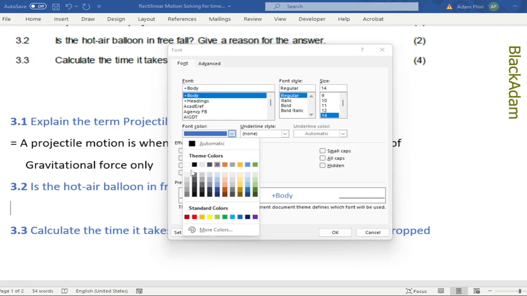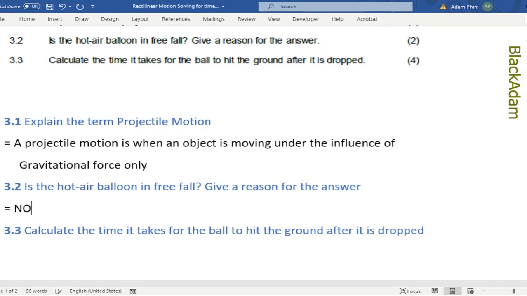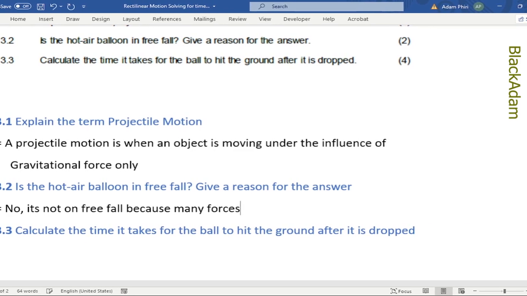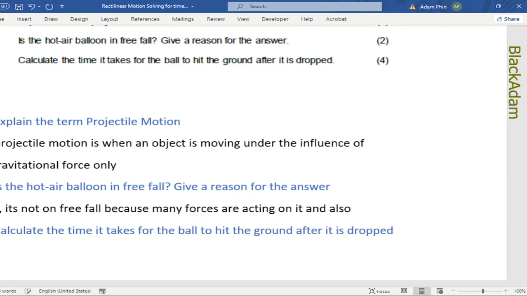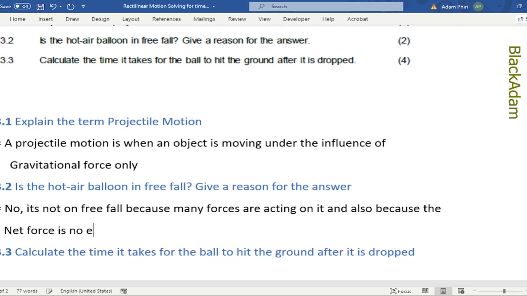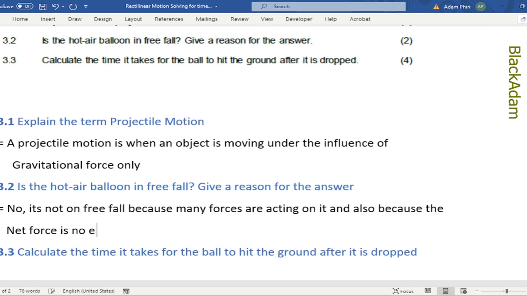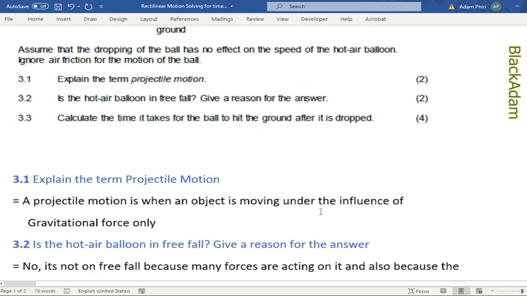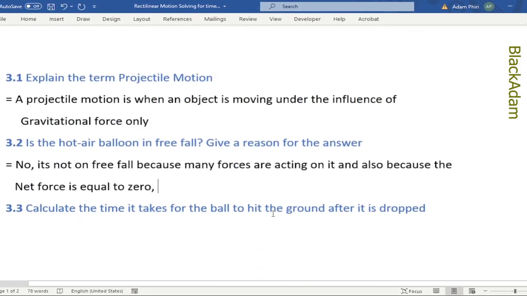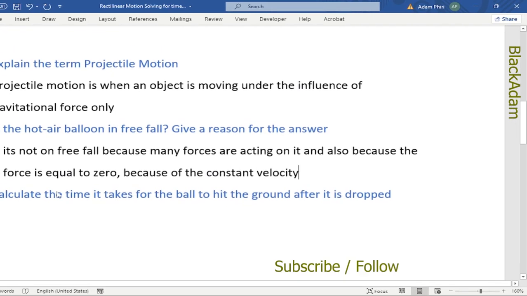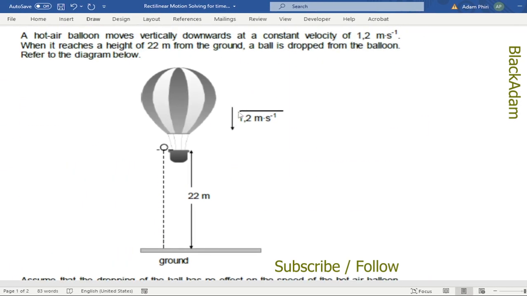And then the answer is no, it's not in free fall, because many forces are acting on it, and also because of the constant speed, the net force is not equal to 0 in that situation. And then because of the constant velocity as well.